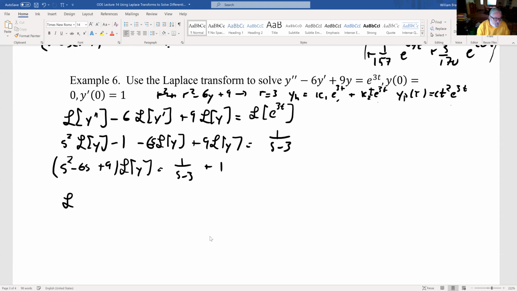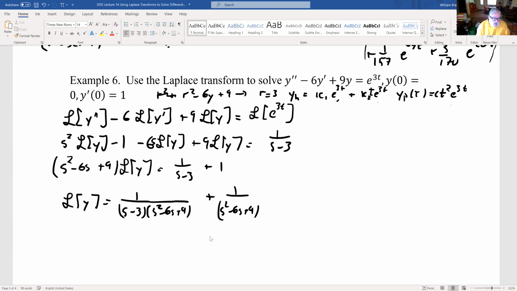And finally, Laplace transform of y equals 1 over (s minus 3) times (s squared minus 6s plus 9), plus 1 over (s squared minus 6s plus 9). But s squared minus 6s plus 9 actually factors into (s minus 3) squared. So we get 1 over (s minus 3) cubed plus 1 over (s minus 3) squared.